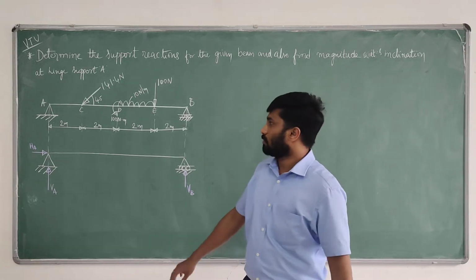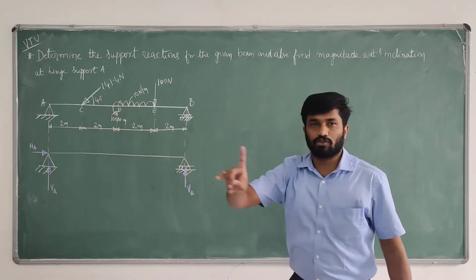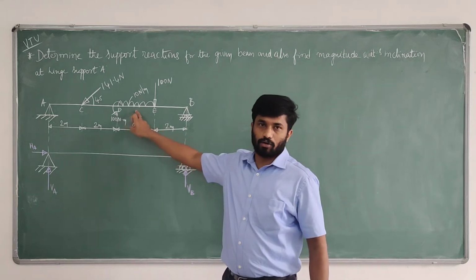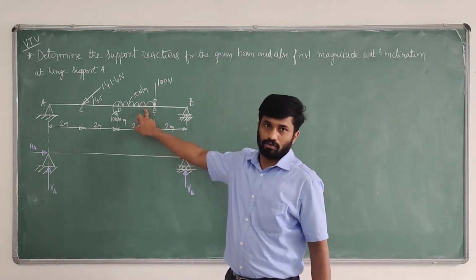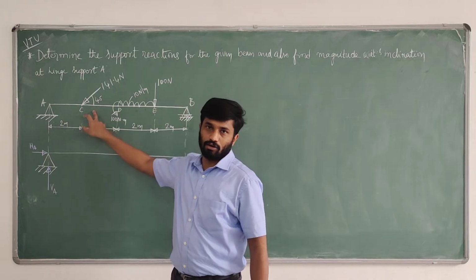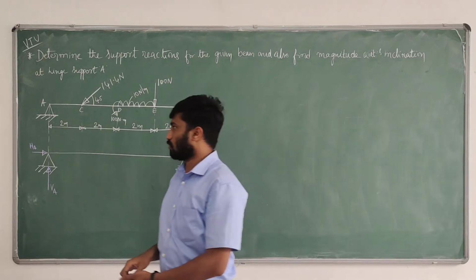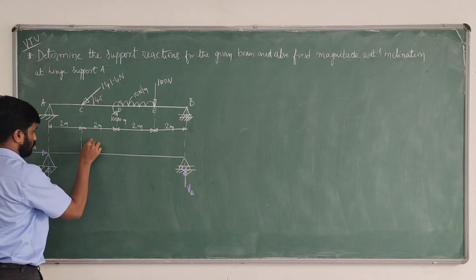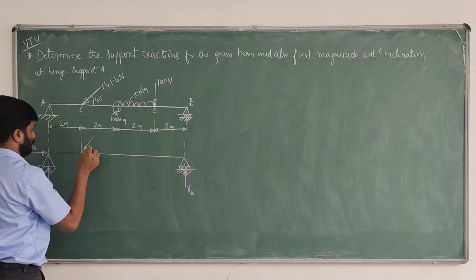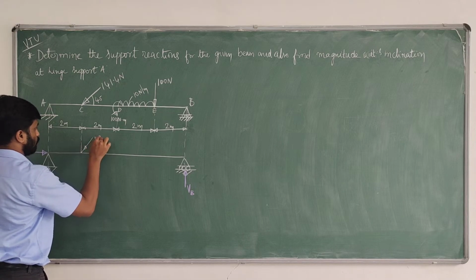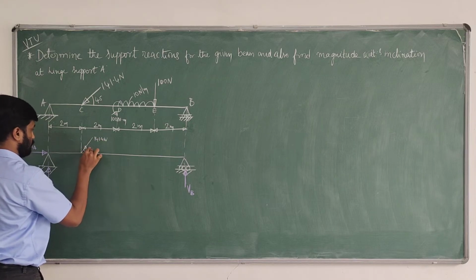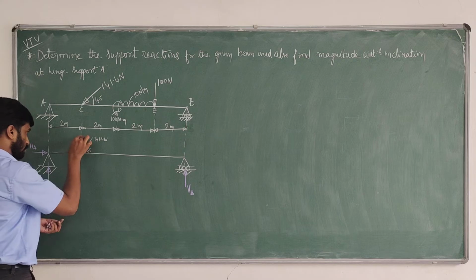In the second step, reduce all distributed loads into point loads. Here there is only one distributed load. Reduce this load into a point load. And here you have an inclined load, so resolve this. That's all. So this is your inclined load, 141.4 Newton at 45 degrees. For this you just resolve.